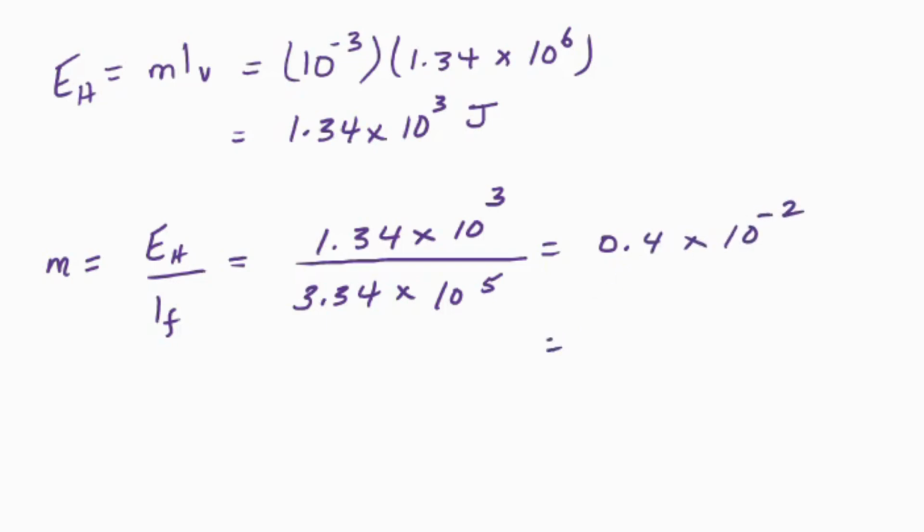In scientific notation, then that becomes 4.0 times 10 to the minus 1 times 10 to the minus 2. So that's 10 to the minus 3. So this is kilograms, and therefore this is 4 grams. So you have your mass in kilograms, and you have the translation in grams.